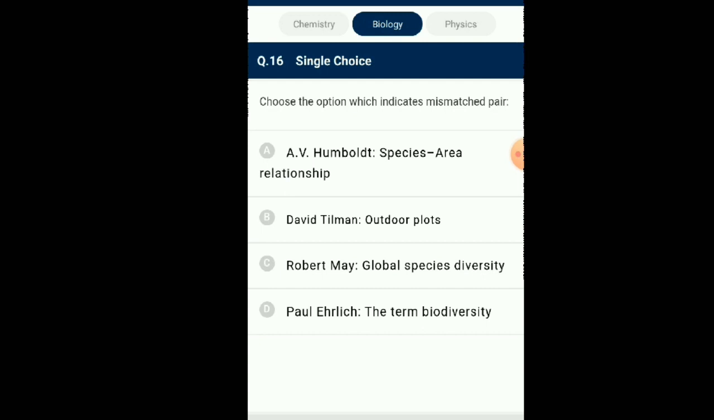David Tilman, in his outdoor experiments, suggested that when the diversity is more, the productivity will also be more, and Robert May provided a rough estimate of 7 million species globally. So the answer for this question is option D. Paul Ehrlich, the term biodiversity.